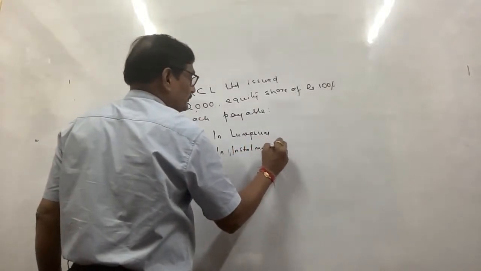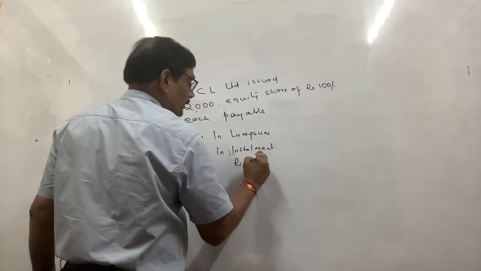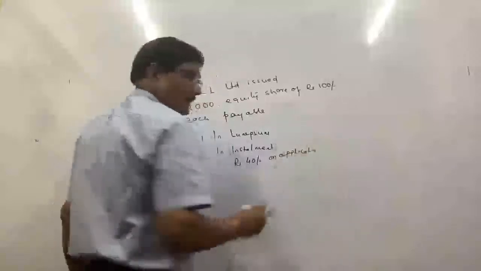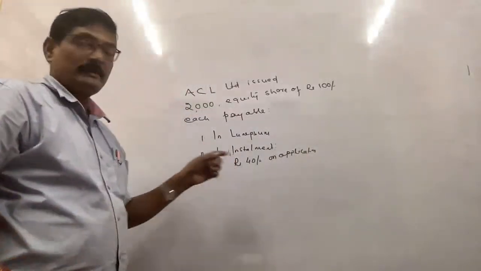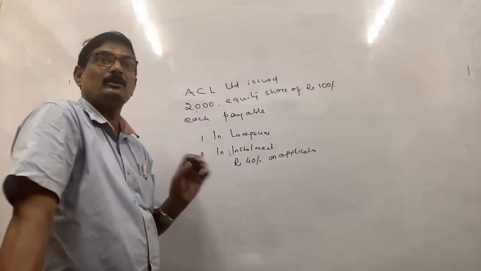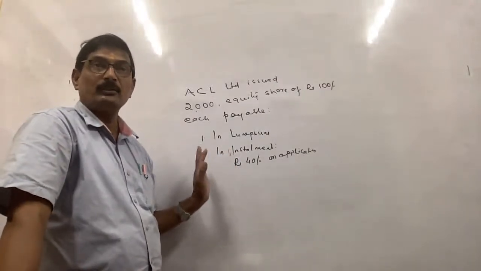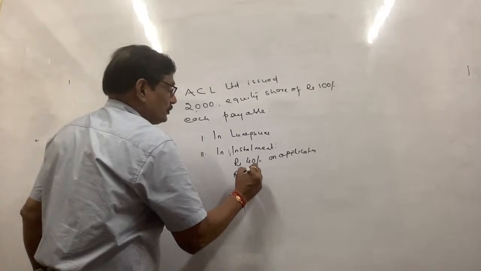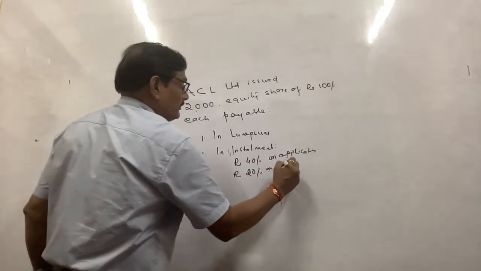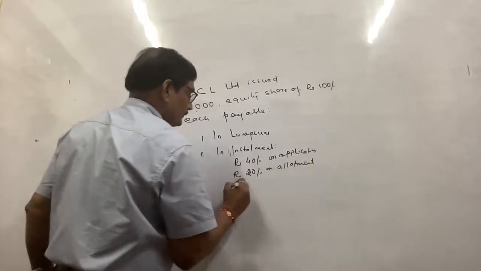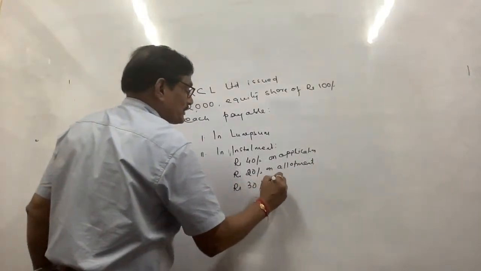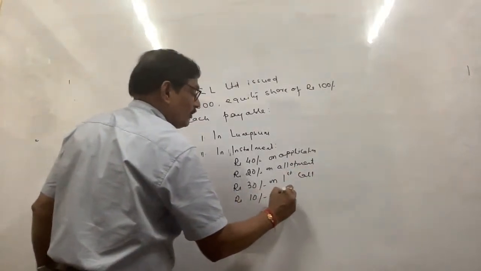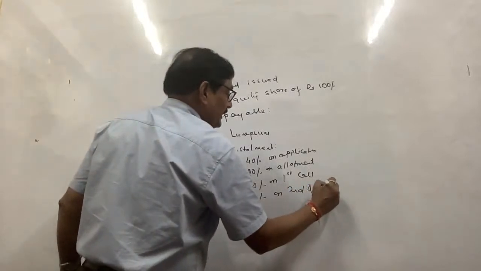In installments: rupees 40 on application. There are certain restrictions. Remember that application money should not be less than 25% of the nominal value. Secondly, rupees 20 on allotment, rupees 30 on first call. It will be given in the questions, you need not worry. And 10 on second and final call.